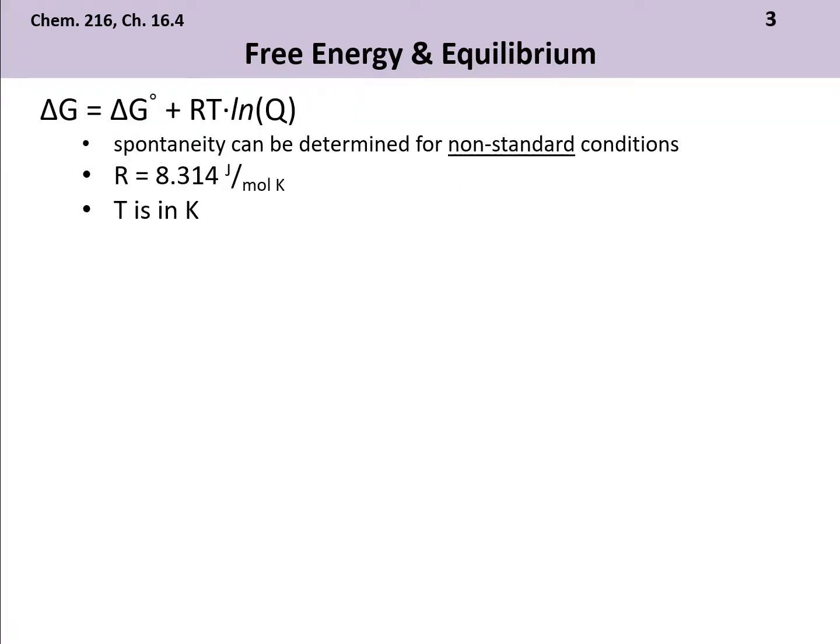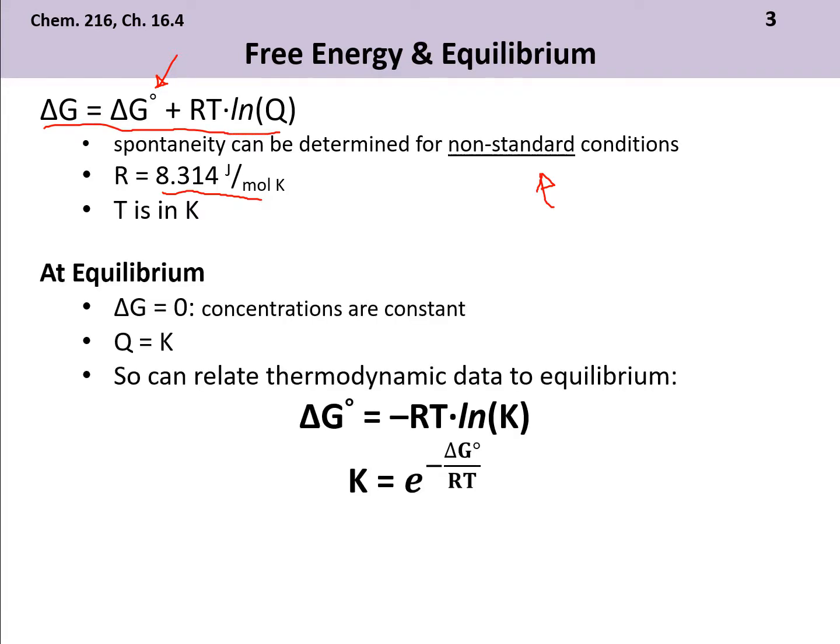Okay. Now, it turns out that we can relate Q to delta G with this equation here, right? Delta G equals delta G naught, remember that naught means standard conditions, plus RT times ln Q. We can use this to figure out delta G under non-standard state conditions. Okay? R is 8.314 joules per mole K, and temperature is in Kelvin.